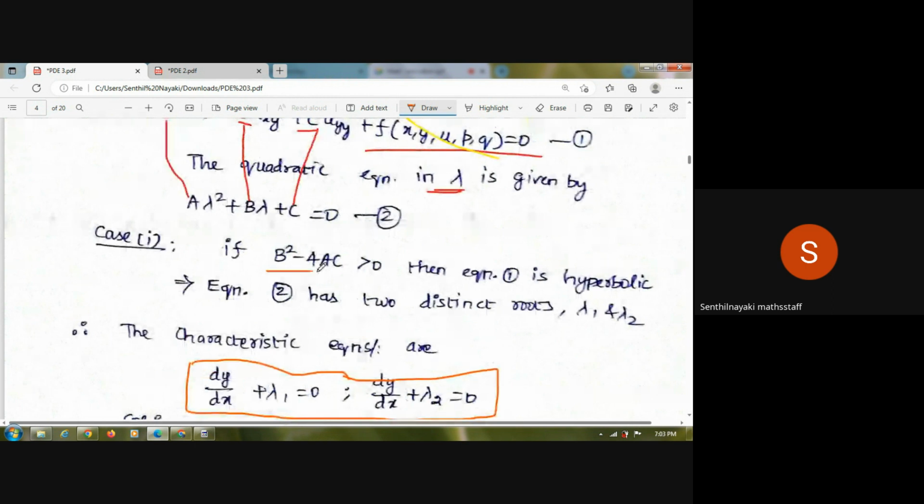We have to find out the discriminant value, b square minus 4ac. If it is strictly greater than 0, then the given PDE is hyperbolic. So for the solution of this quadratic equation, we know the formula. What is the formula? Minus b plus or minus square root of b square minus 4ac, by 2a.